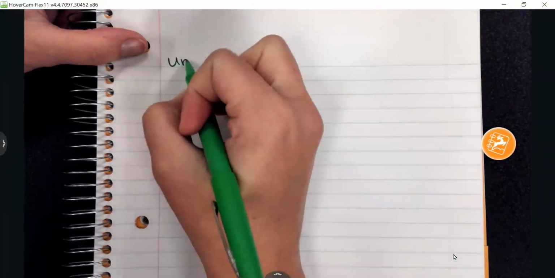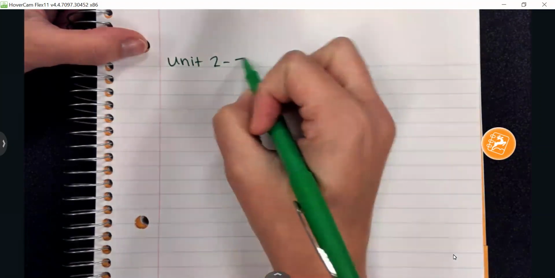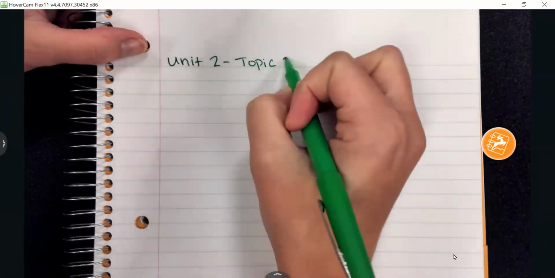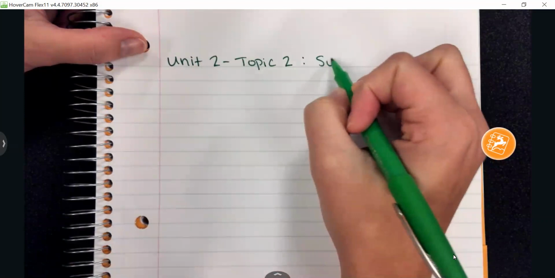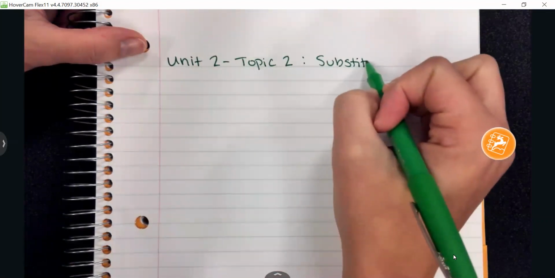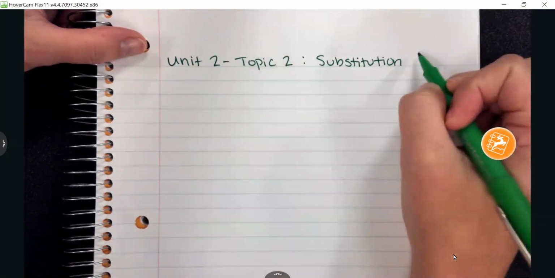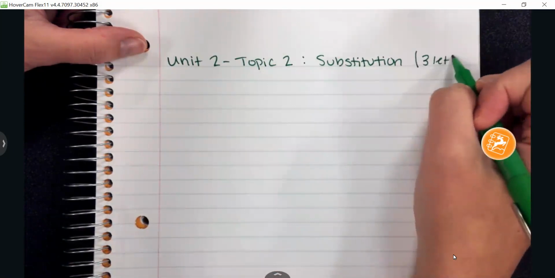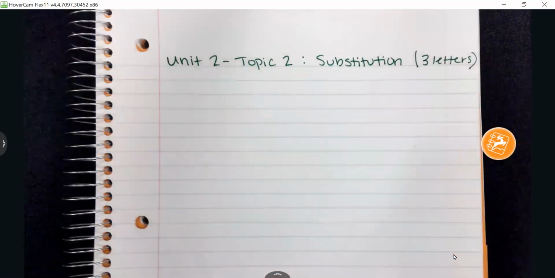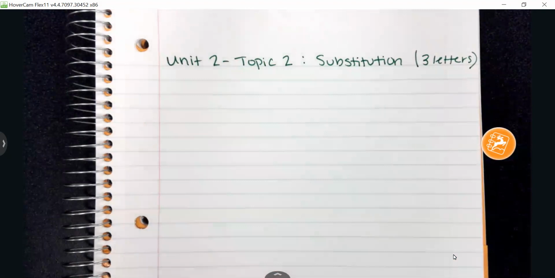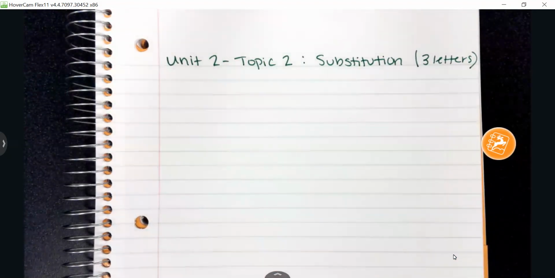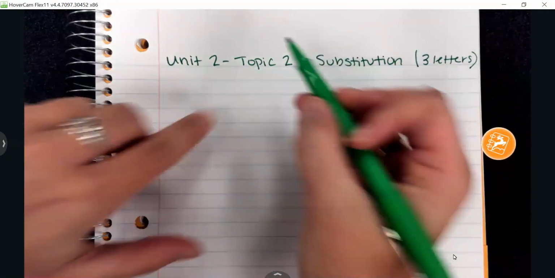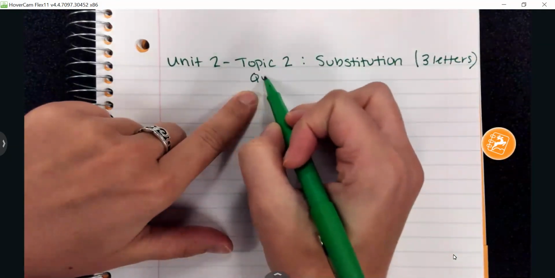Here we go. We are on Unit 2 still. We are still on Topic 2, which is substitution. But today we're going to do 3 letters instead of 2 letters, okay? You still have a quiz on this. Your quiz is on Thursday.